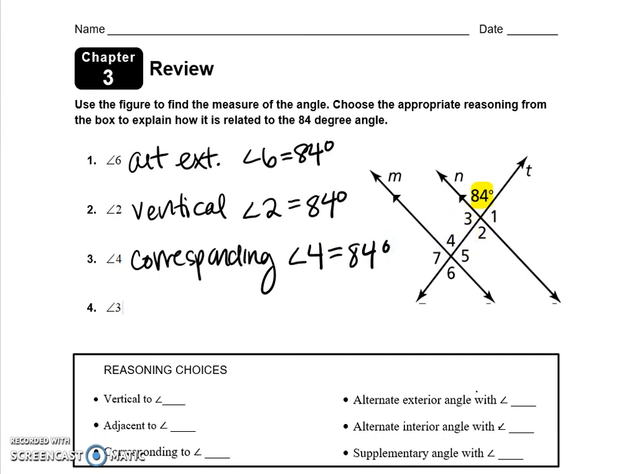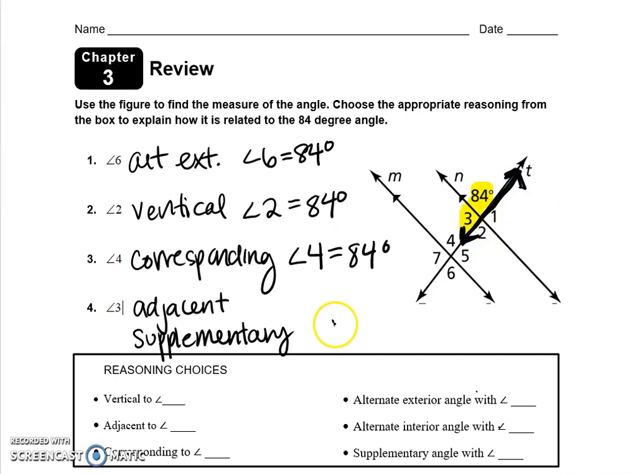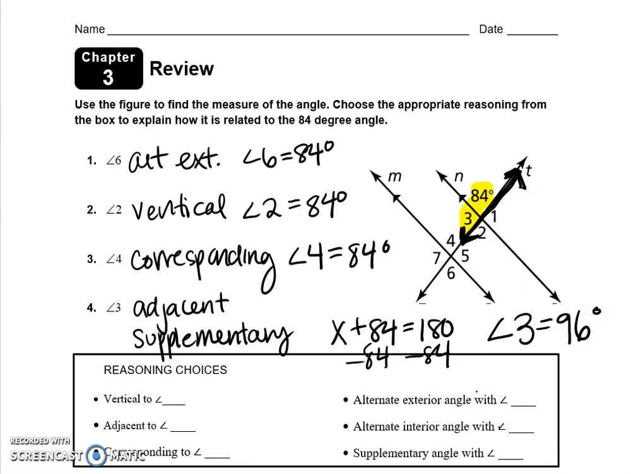And lastly, angle 3. These are right next to each other. They share a common point. So they are adjacent. They are also supplementary. And you know that two angles that are next to each other form a 180-degree straight line. So if angle 3 is x and the other angle is 84, we need to solve to find what x is. If we subtract 84 from both sides, x is equal to 96 degrees. So therefore, angle 3 is 96 degrees.